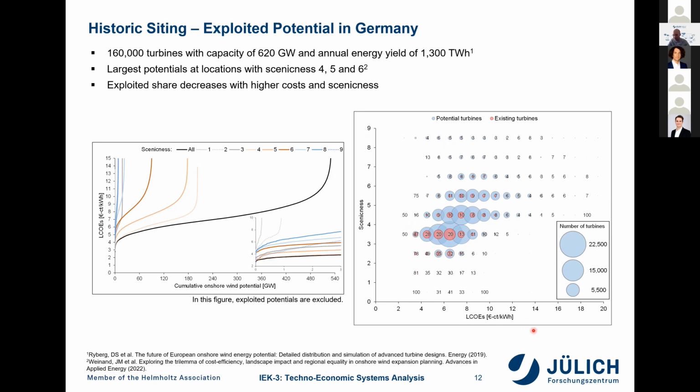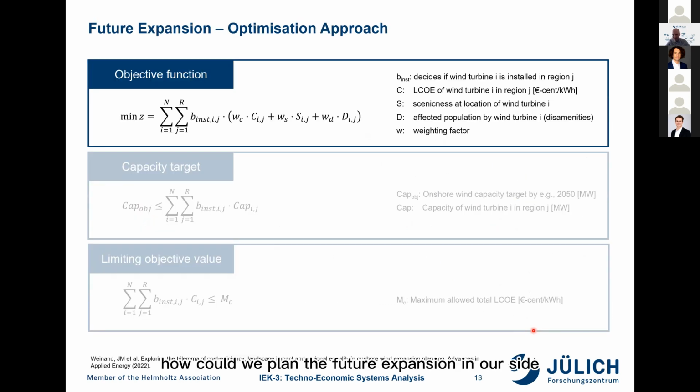But now that we learned which criteria are important, how could we plan the future expansion? In our studies, we decided to use an optimization approach, where we gave as input the potential turbines, and for every turbine, a binary variable could decide if this turbine should be installed. Then we also have for every turbine the cost, the scenicness, or the affected population. And you can see that every criterion is multiplied with a weighting factor. And in this case, the weighting is either 1 or 0.